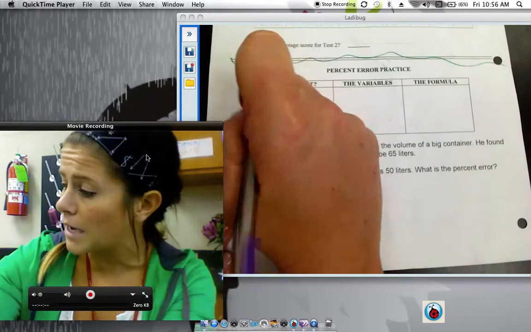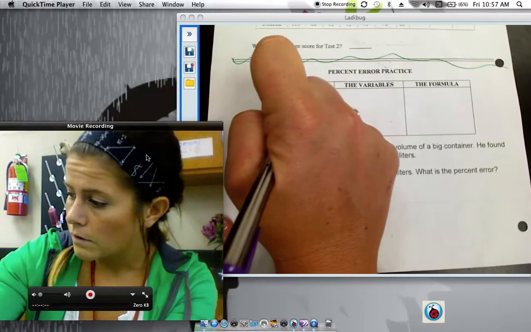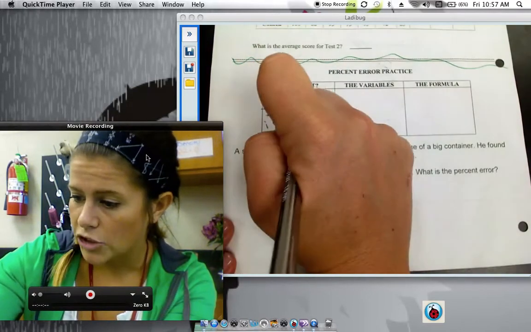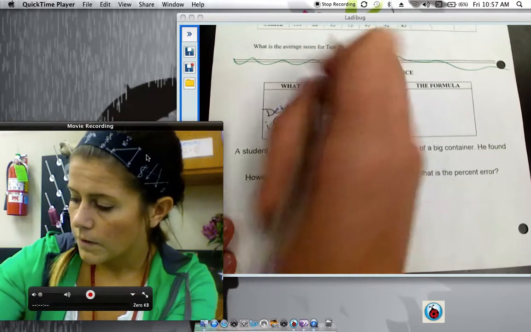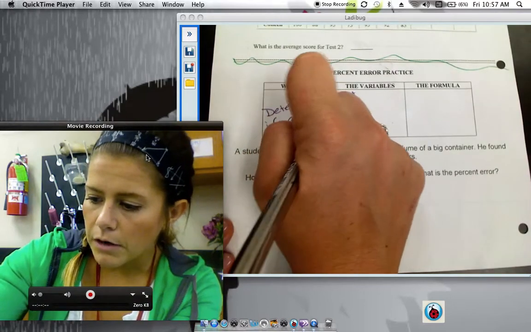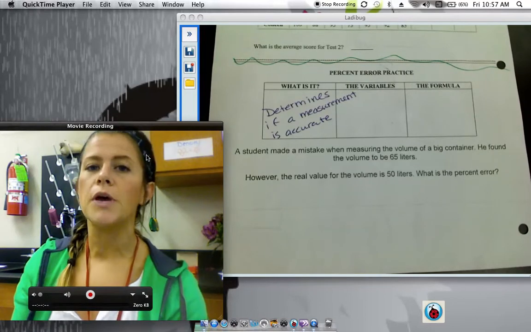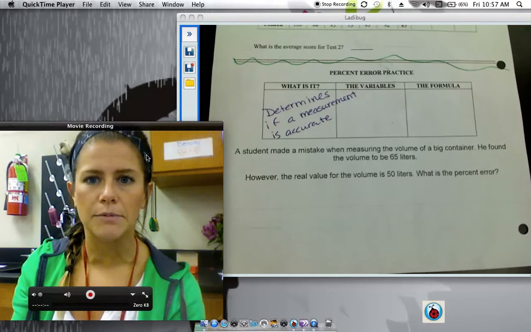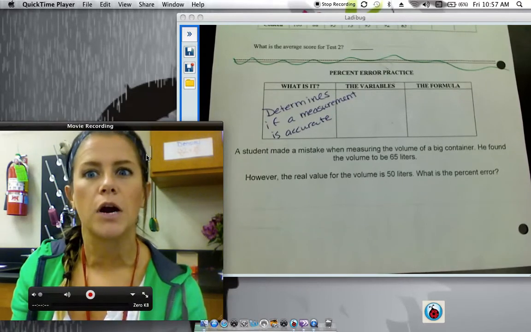So what is it? Well, it helps us determine if a measurement is accurate. And if you remember from our discussion on our vocab from 2.2, accurate just means being very close to what is accepted. So again, percent error gives us a percentage about how accurate we are with our measurements.